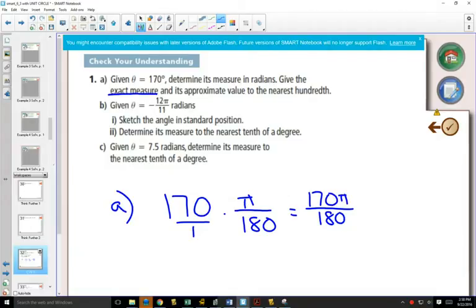On the final exam, they will accept this. They will also accept if you wanted to simplify it. That would be fine as well. 17 pi over 18. That's an exact measure because you haven't done any rounding. Now if we type in 17 pi over 18, to the nearest hundredth, we'll get 2.97. So that would be rounding to the nearest hundredth, and that would be an approximate value.